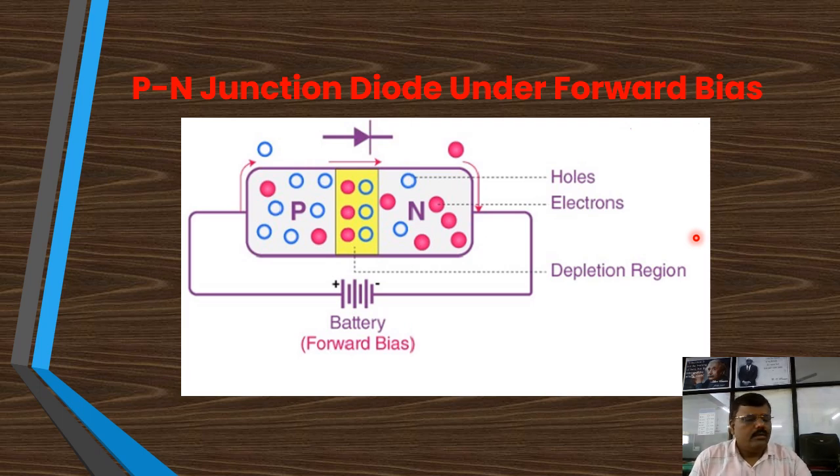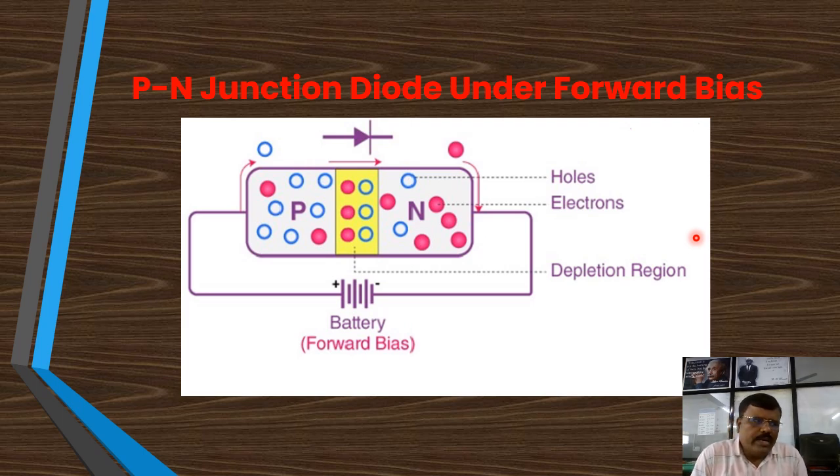Now, a number of electron-hole pairs are formed due to the forward biasing. In the p region the holes are the current carriers, and in the n region the electrons are the current carriers. Now what happens? Due to the forward biasing, the conductivity increases. This is the second effect under the forward bias.